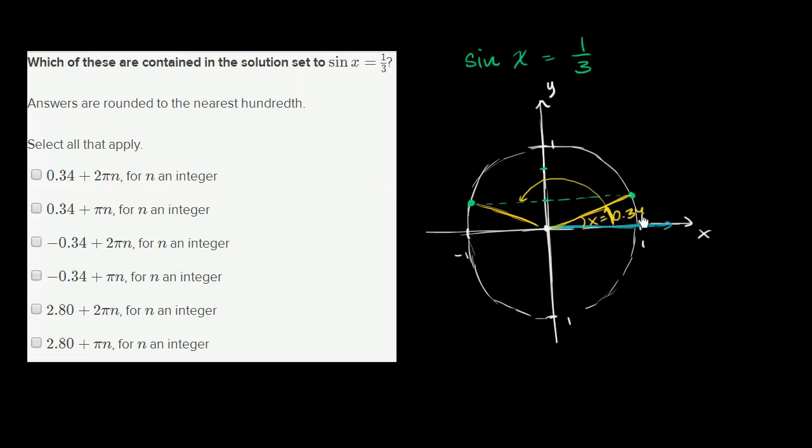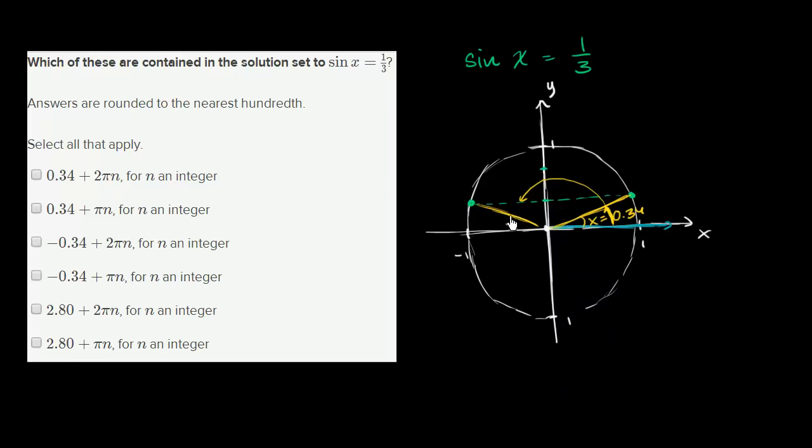How did I know that? Well, it's a positive value. It's greater than 0, but it's less than pi/2. Pi is 3.14, so pi/2 is going to be 1.57, and we can go on and on and on. So this right over here is 0.34 radians.